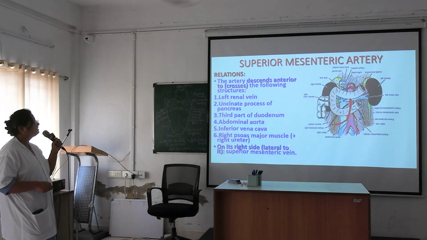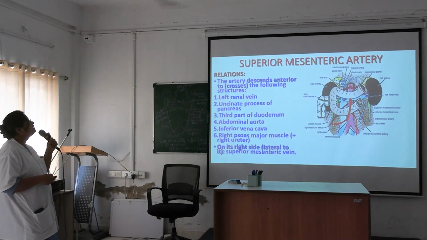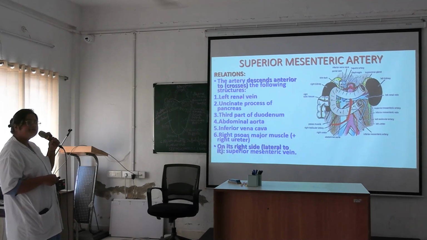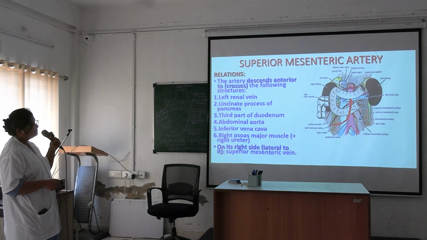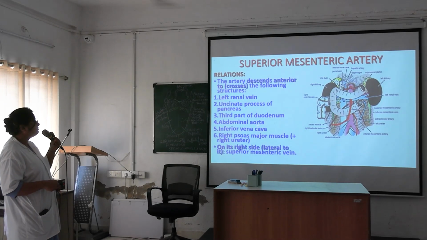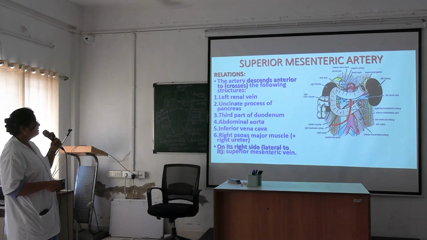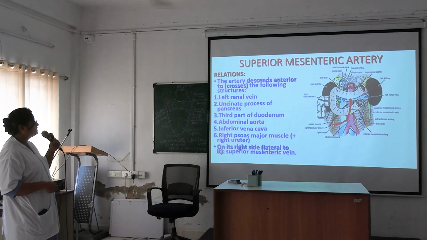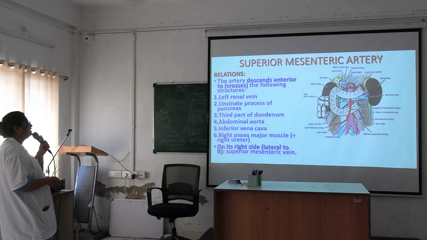So relations have been written here. Artery descends over, or crosses, the following structures. First is left renal vein here, then uncinate process of pancreas. Pancreas has been removed in this diagram. Then third part of the duodenum, abdominal aorta, inferior vena cava, right psoas major muscle, plus right ureter and the right gonadal vessels. And on the right side, lateral to it lies the superior mesenteric vein that you have seen in the cadaver, superior mesenteric vein to the right of the artery.